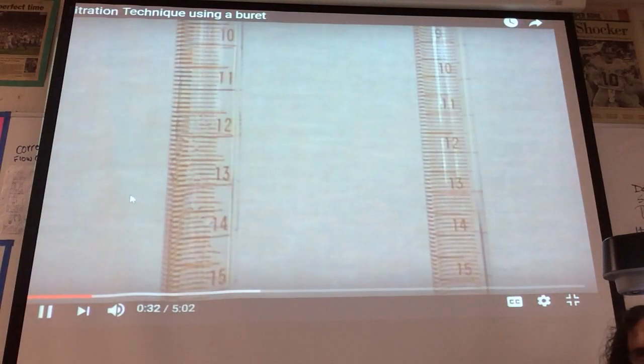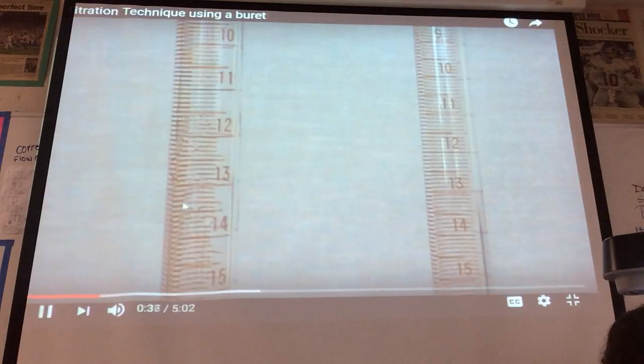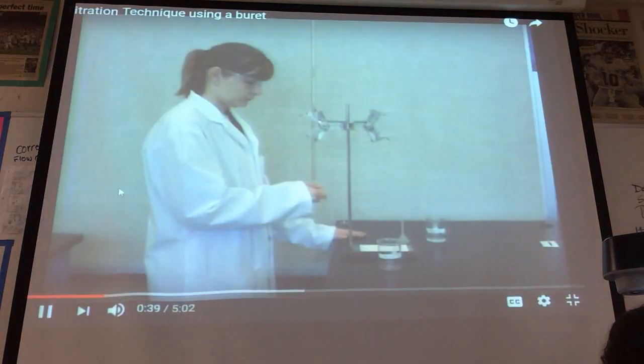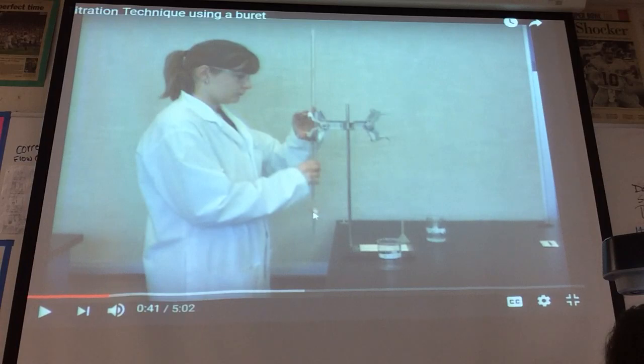Check to see if the burette is clean by rinsing with water and noting any beads on the walls. So if it's like this, it's dirty. Make sure the stopcock is closed. And that'll be really important. The stopcock is closed when it's parallel with the bench top. When it's perpendicular to the bench top, it's open, and the titrant will just flow through.